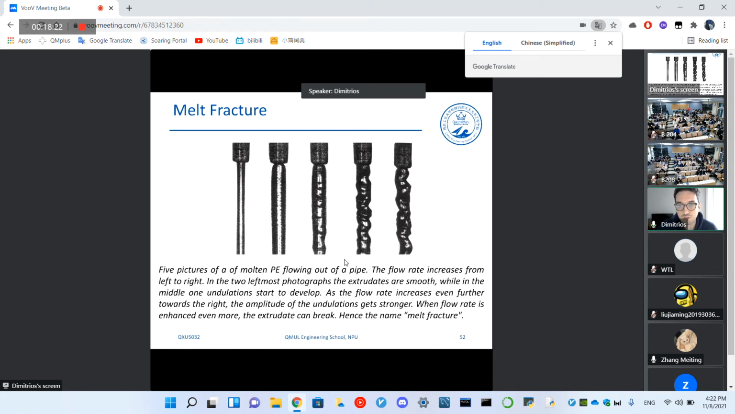So the second phenomenon that we don't want when extruding a polymer, besides the die swell, is the melt fracture, okay? And the melt fracture is generally affected by the flow and the feeding rate, okay? The flow of the polymer. Okay, that is within the extruder.